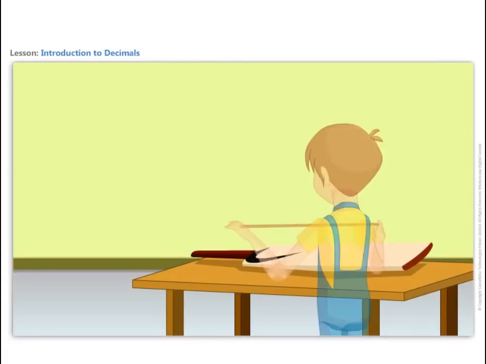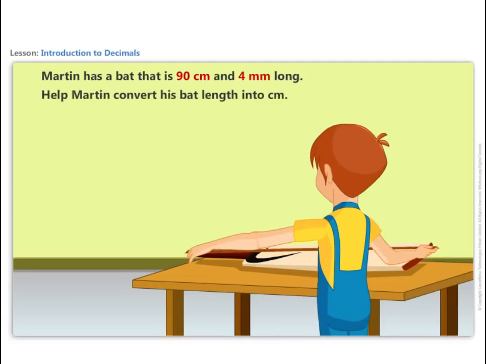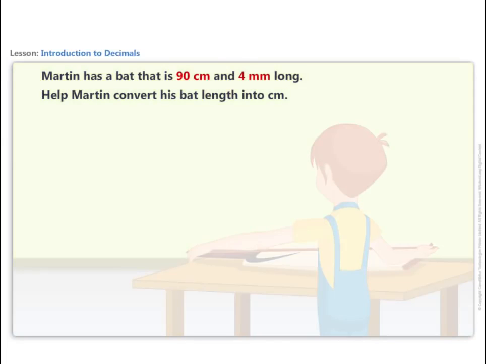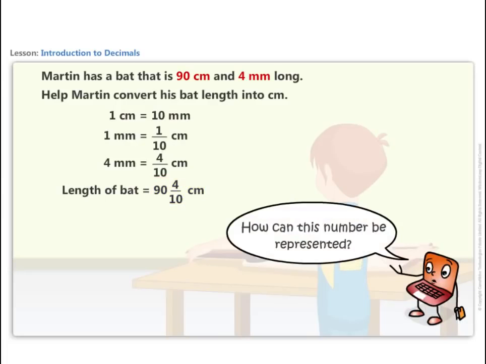Martin has a bat which is 90 centimeters and 4 millimeters long. Help Martin convert his bat length into centimeters. We know that 1 centimeter is equal to 10 millimeters, or 1 millimeter is equal to 1 by 10 centimeters, which makes 4 mm as 4 by 10 centimeters. So, the length of the bat in centimeters is 904 by 10 centimeters. How can this number be represented?